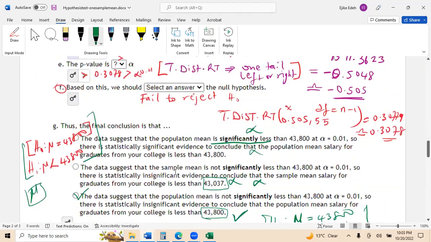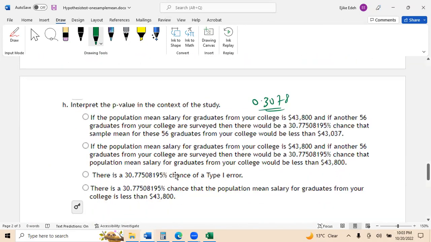Yeah, 0.3078, right? And because it's an area, remember what the p-value is, we're doing a left tail, is this area that is equivalent to this value. So that is like 30%, 30.78%, okay? So let's read through the options and see which one is correct.